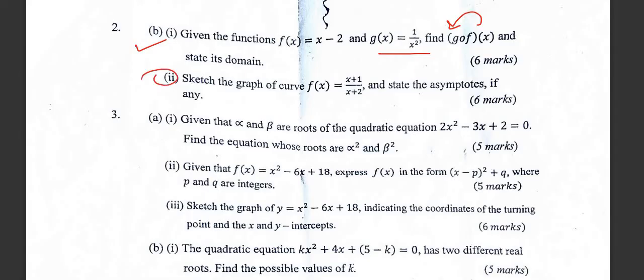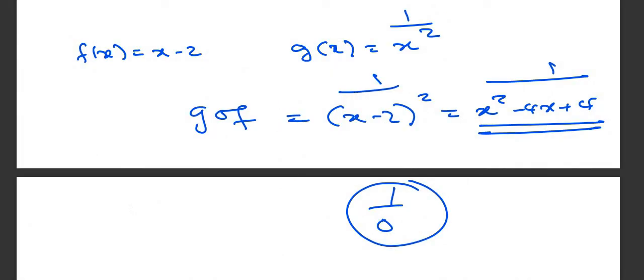Then the second one here, they are saying sketch the graph of the curve given, and state the asymptotes, if any. So this is what we have. This is a normal typical case 1. Is it case 1 or case 2? A rational function where they're of the same degree. We are saying y is equal to x plus 1 over x plus 2.